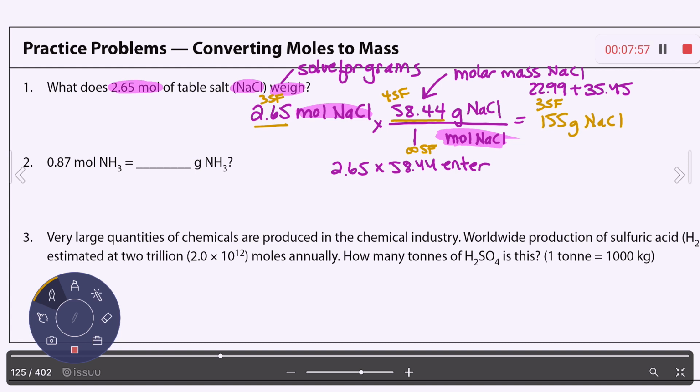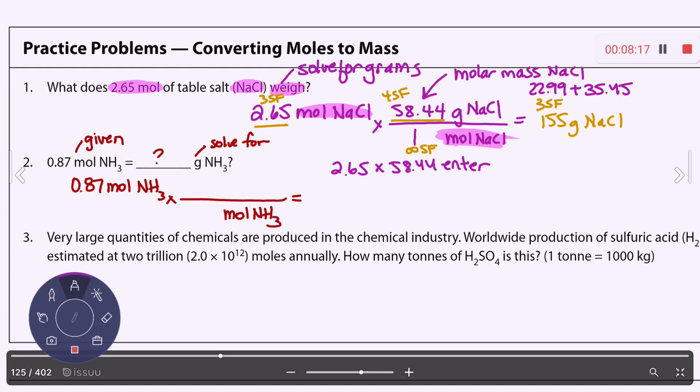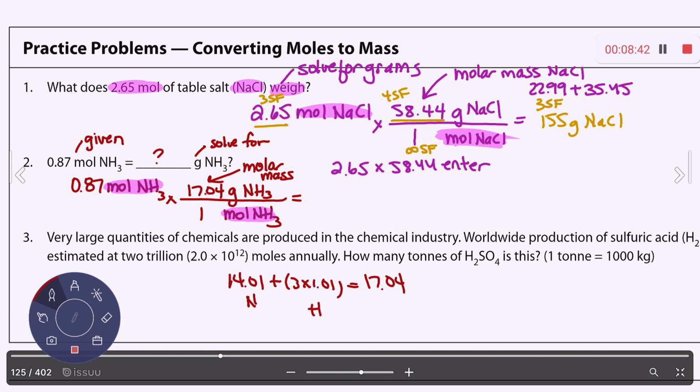Okay, you try number 2, and let's see what you come up with. Did you guys get 15 grams? Okay. Turn to the last page then.